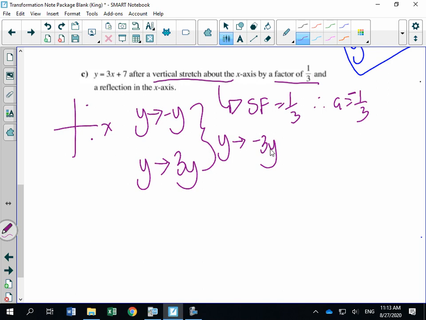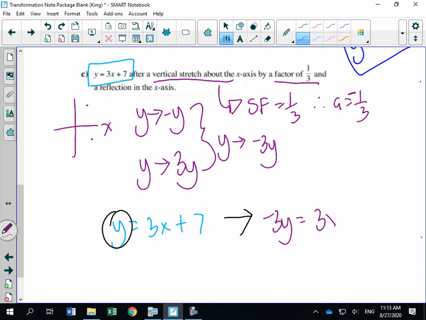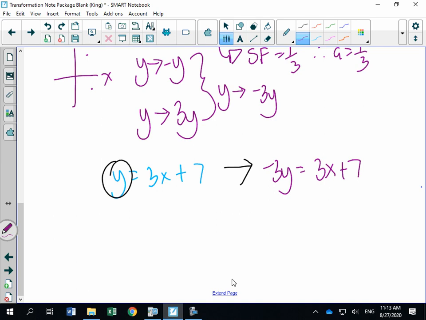Okay? So my original function was this guy here. Y is equal to 3x plus 7. And I need to replace this y with negative 3y. So students will get to this point and they'll be like, okay, this is correct. And then sometimes they'll mess up on the manipulating. So in order to get rid of this -3, I'm going to divide both sides by -3.